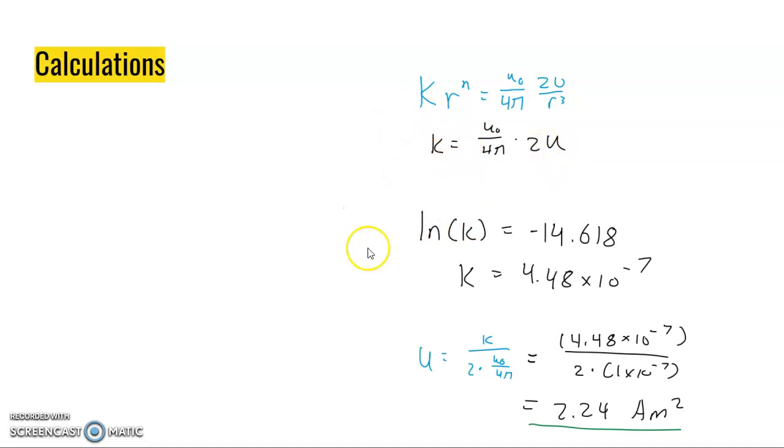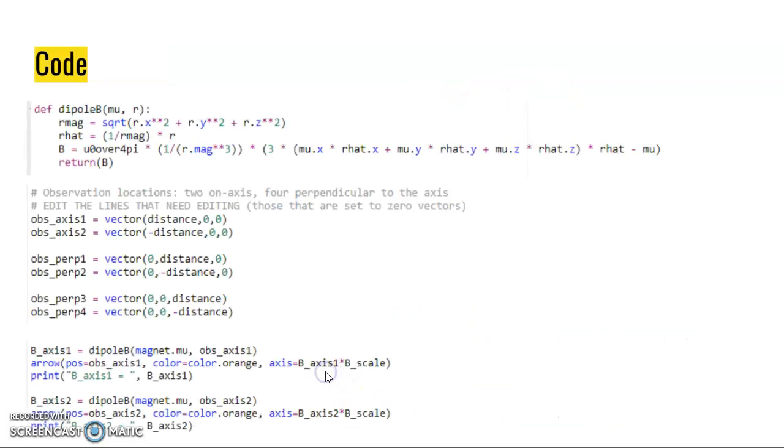So we do end up finding K using the data we have. It ends up being 4.48 times 10 to the negative 7. You plug this in, and you get that the magnetic dipole moment is 2.24 ampere meter squared.